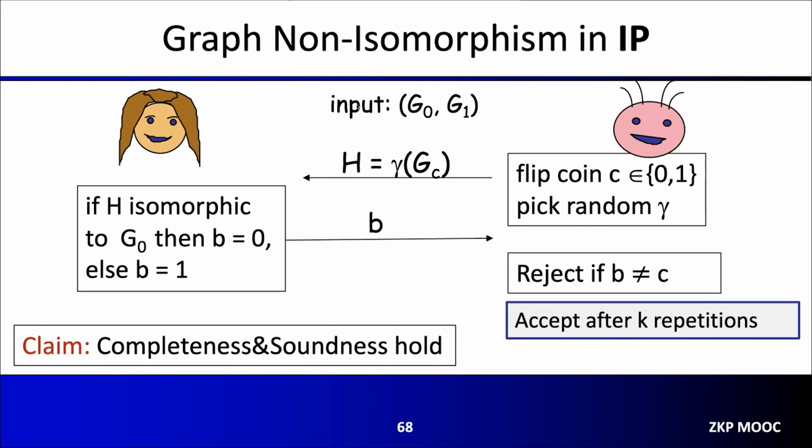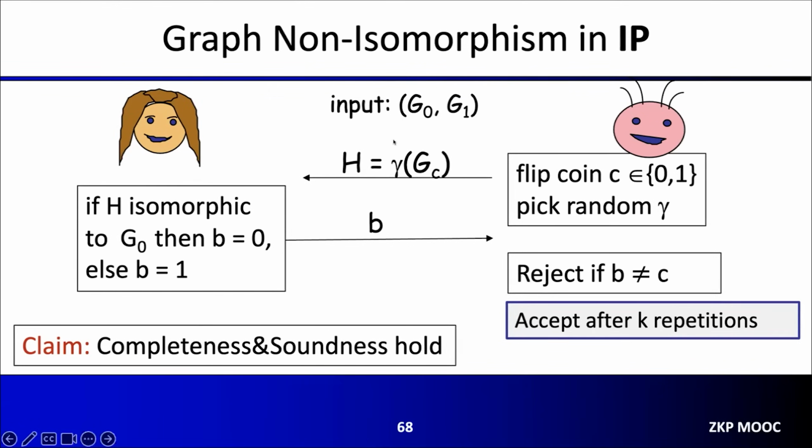But maybe he's a cheater. If he's a cheater, he might be sending H's here that he just wants to find out. He's finding out whether this graph H is isomorphic to G0 or G1, right? So when a dishonest verifier is working with an honest prover who is essentially telling him whether this new H is isomorphic to G0 or G1, this is knowledge that I don't know how to simulate.